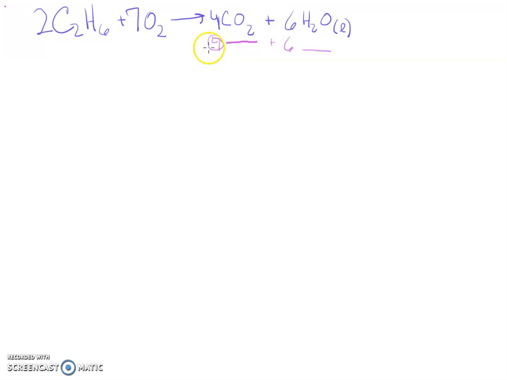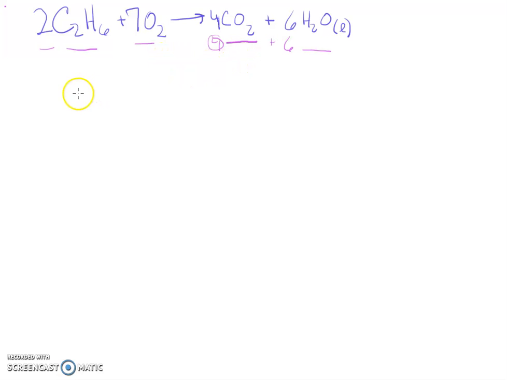And then you subtract from that the energy required to produce the reactants. So you're going to take 2 times the heat of formation of ethane, and 7 times the heat of formation of oxygen, and it turns out here this is 0. Elements in their natural state are considered to have a heat of formation of 0.